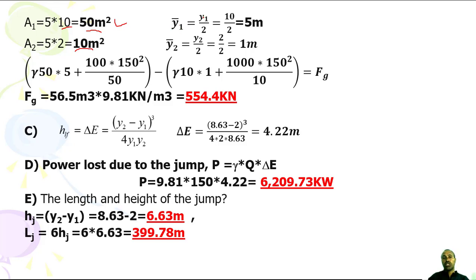Then Y1 bar is just half of the projected depth of Y1, which is 10 over 2, 5 meter. Then Y2 bar again, Y2 over 2, which is 2 over 2, 1 meter. Then finally, you just substitute in this equation, then the force on the gate will be this magnitude, 554.4 kilonewton. If you multiply by unit weight, you can take out this unit weight common, then you can multiply. Then finally, 554.4 kilonewton. This is the force on the gate.